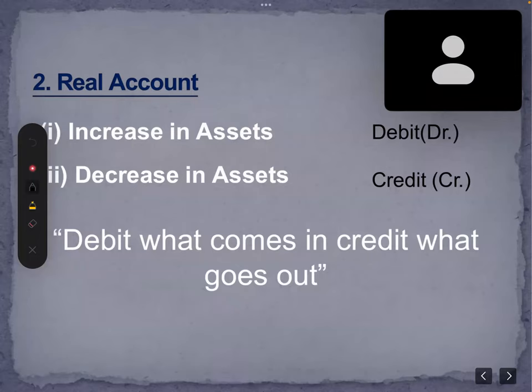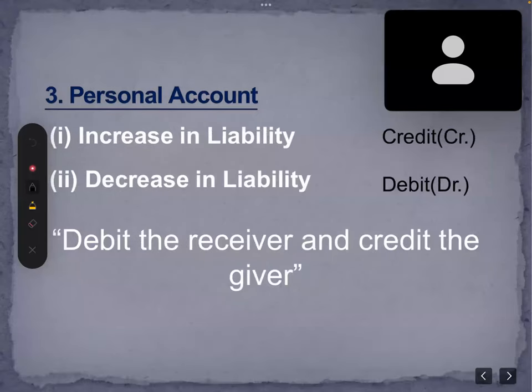All right. So you have to remember this statement: debit what comes in, credit what goes out. This statement is in relation to the real account. And the first statement that we learned, that debit all expenses and losses, credit all gains and income, is in relation to the nominal account. Further, we have one last type of account under the traditional accounting approach, which is the personal account. And the rule regarding that says debit the receiver and credit the giver.